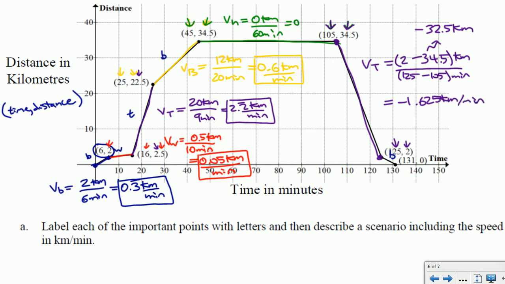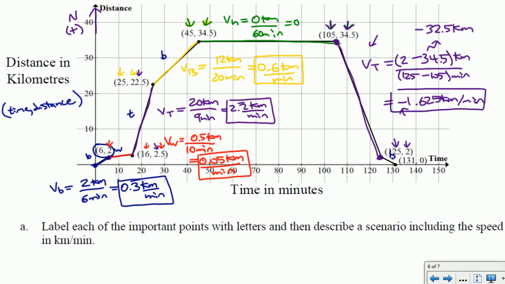So what this means conceptually, with the negative there, it just means that he's returning home. Suppose he needs to travel north to get to his friend's place, and that would be positive. On this leg here, he's traveling south, so that's why the negative.